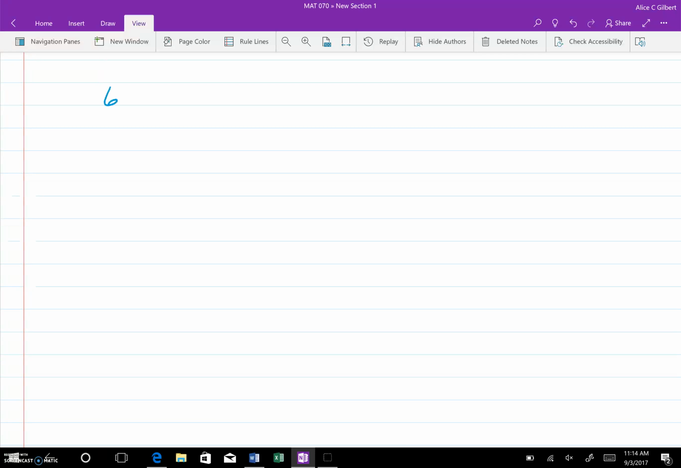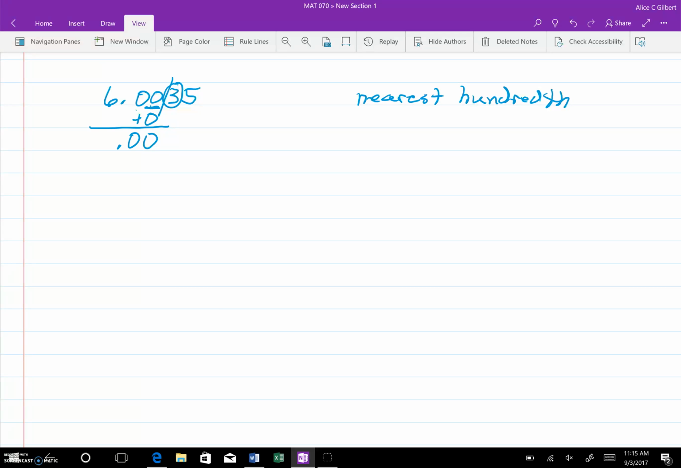Okay, let's try another one. 6.0035. Okay, so nearest hundredths. So tenths, hundredths. Oop, I need hundredths, not thousands. Tenths, hundredths. Remember, these are both going to go away. But I need to look at this. It's less than 5, so I'm going to add 0. And that's 0, 0, and 6.